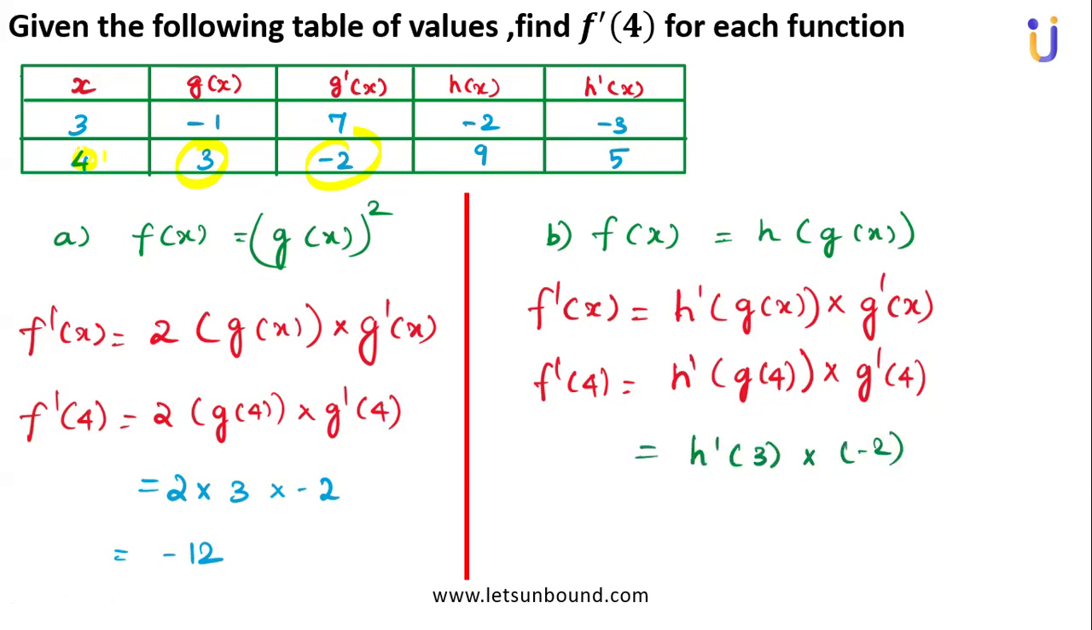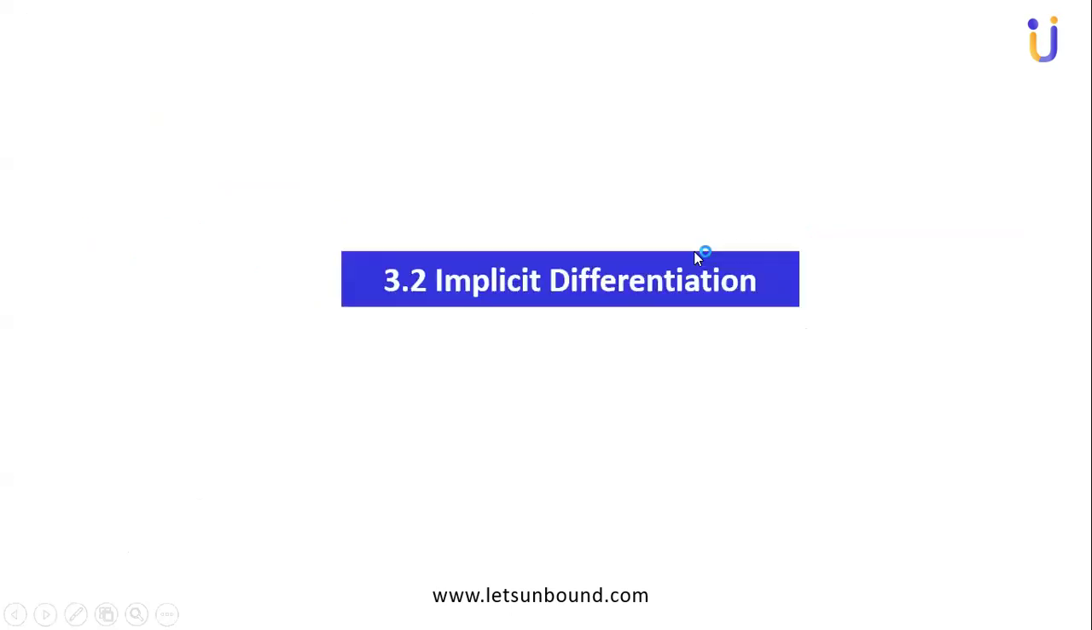g of 4 is 3. So you put 3 here, and g dash of 4, sorry, g dash of 4 is minus 2. So minus 2 here. And then find h dash of 3, which is minus 2 times minus 2, which is positive 6. This is the way we can solve without an actual expression, in function notation itself; we will be dealing with some problems. That's simple.